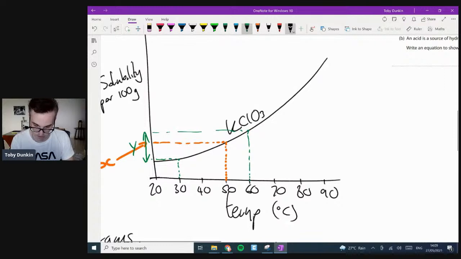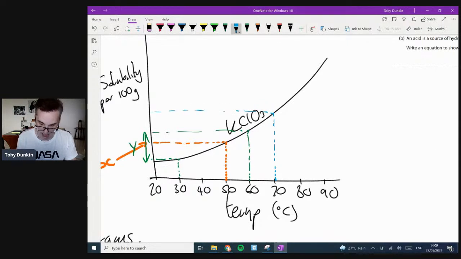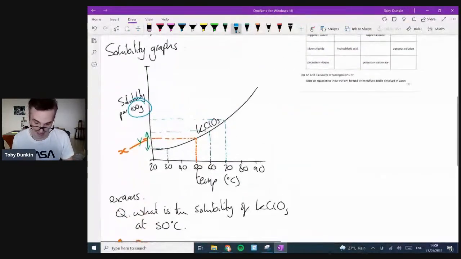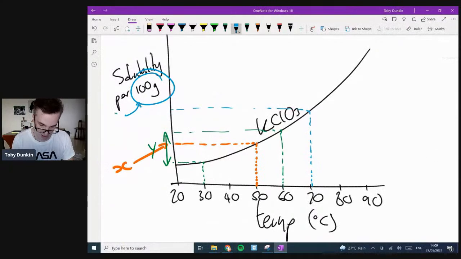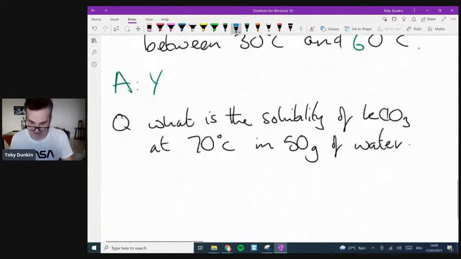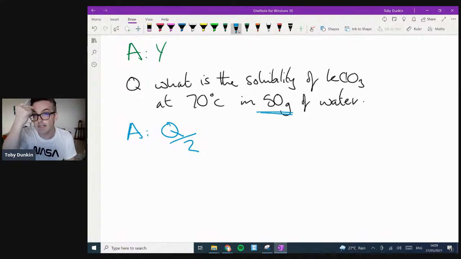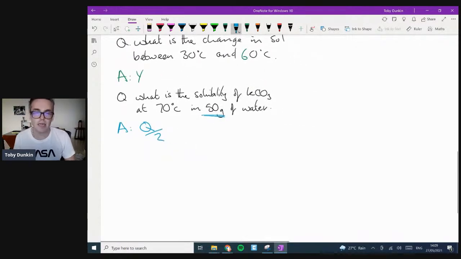This is a trap because what's going to happen is you're going to read off the 70, read off the solubility, and the graph is per 100. Well, they didn't ask you that, did they? I'm going to call this Q. So the answer for this is Q over 2 because I've got only half the water. Do you see the genius? Genius. Love it.